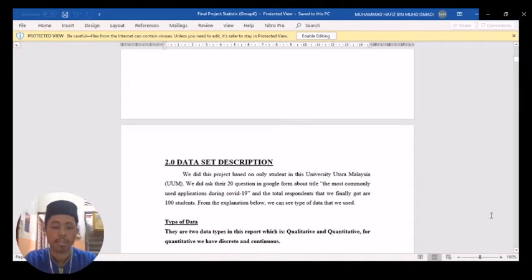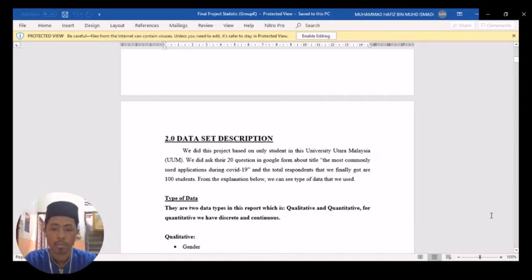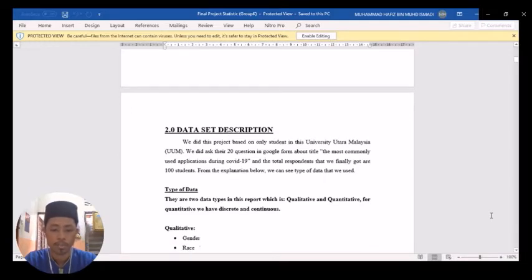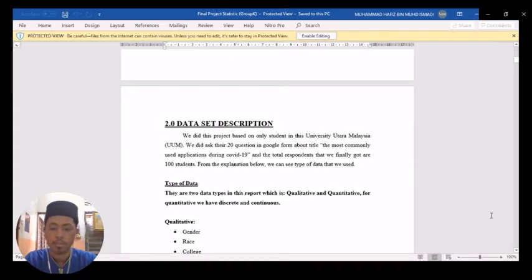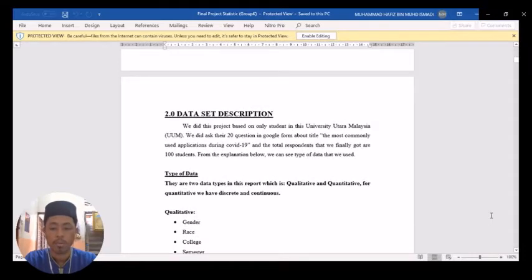We go to the dataset description. We did this project based only on students at Universiti Utara Malaysia. We asked 20 questions in a Google Form about the title, the most commonly used application during COVID-19. The total number of respondents that we finally got was 100 students. From the explanation below, we can see the type of data that we use.